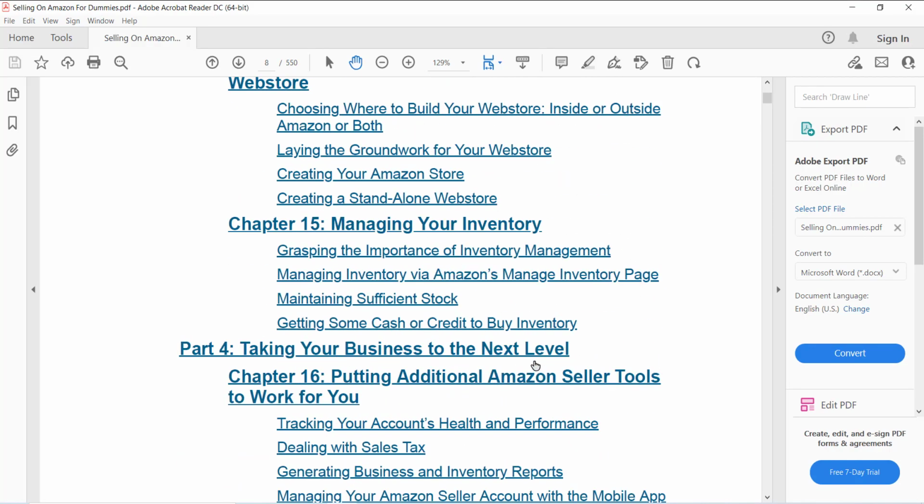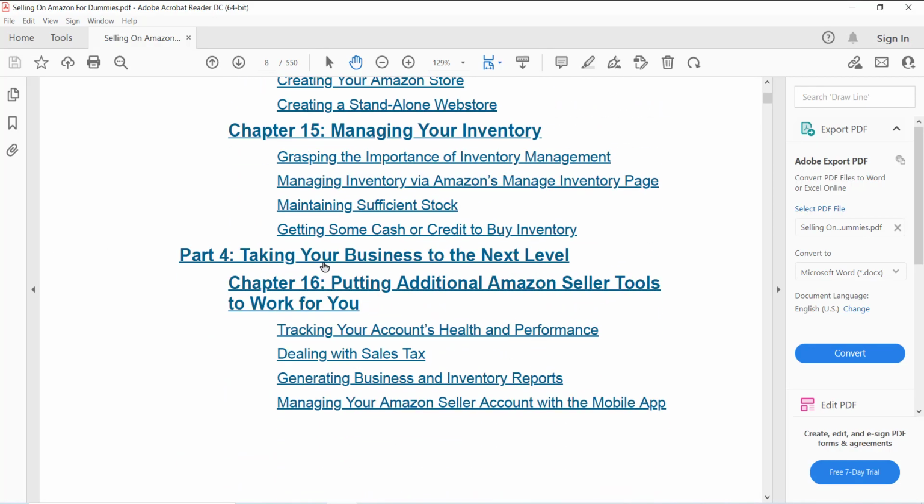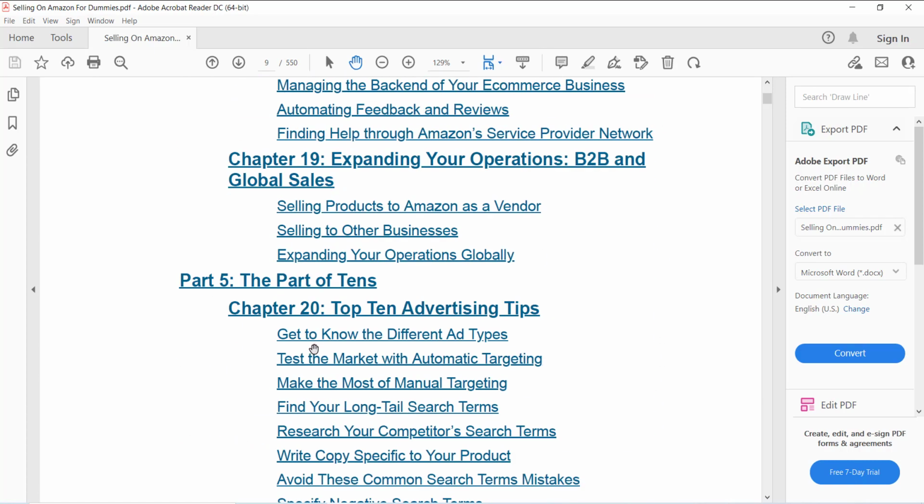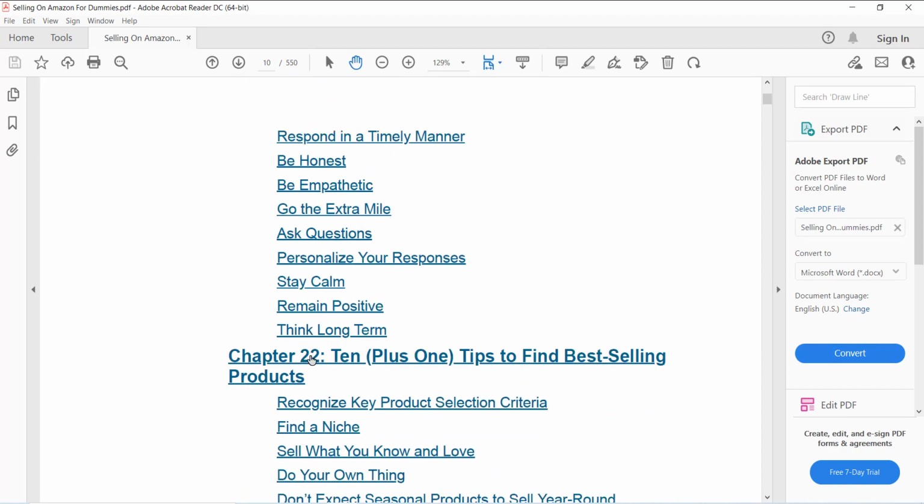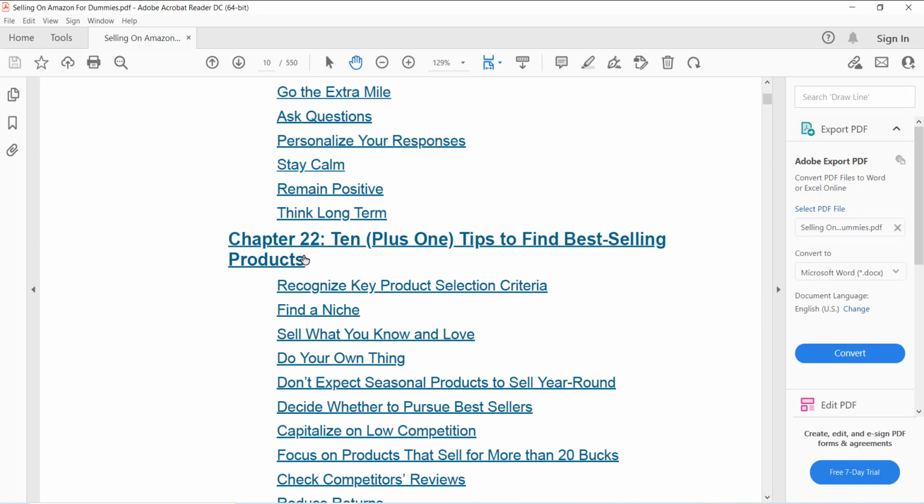And then there are chapters 12, 13, 14, 15, and taking your business to the next level, chapter 16, 17, 18, 19, part 5, 20, 22. So there are 22 chapters in this book. The total pages are 550. So you can learn about Amazon. It will tell you from the basic to the advanced level related to Amazon. Anything you need to learn about Amazon, you can find in this book. It is a very good book.